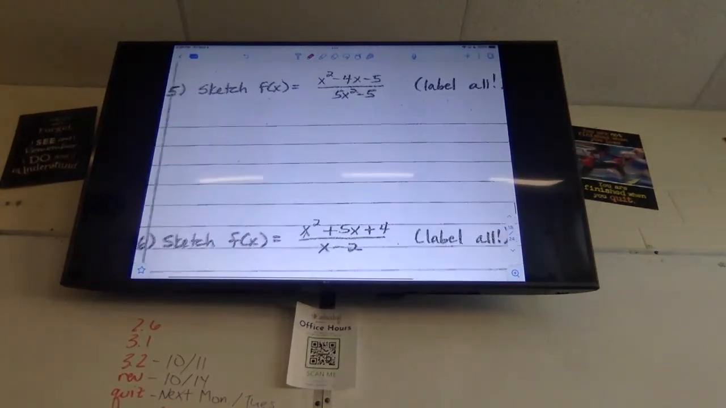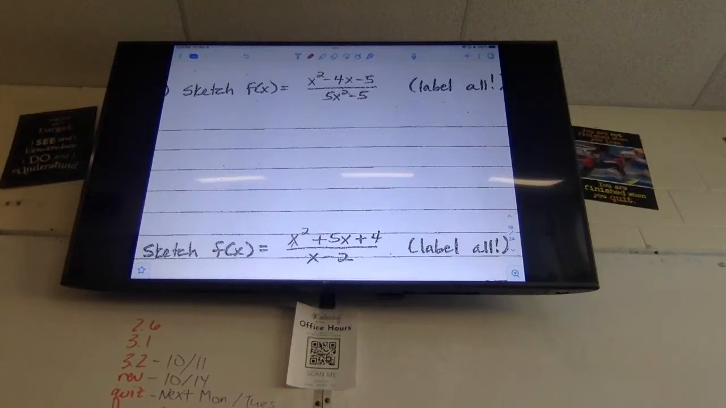Okay, so this is the first one. It says sketch it and label everything. So the very first thing I'm going to do is factor. What can I factor out? For the bottom one, you put a 5 out, so 5 times x squared minus 1, and then x plus 1, x minus 1. Good. I like to keep it, let's get it all factored out, and then we'll do our vertical asymptote from there. Because I'm afraid that something's going to change. We might get something canceled. The top is x minus 5, x plus 1. Good.